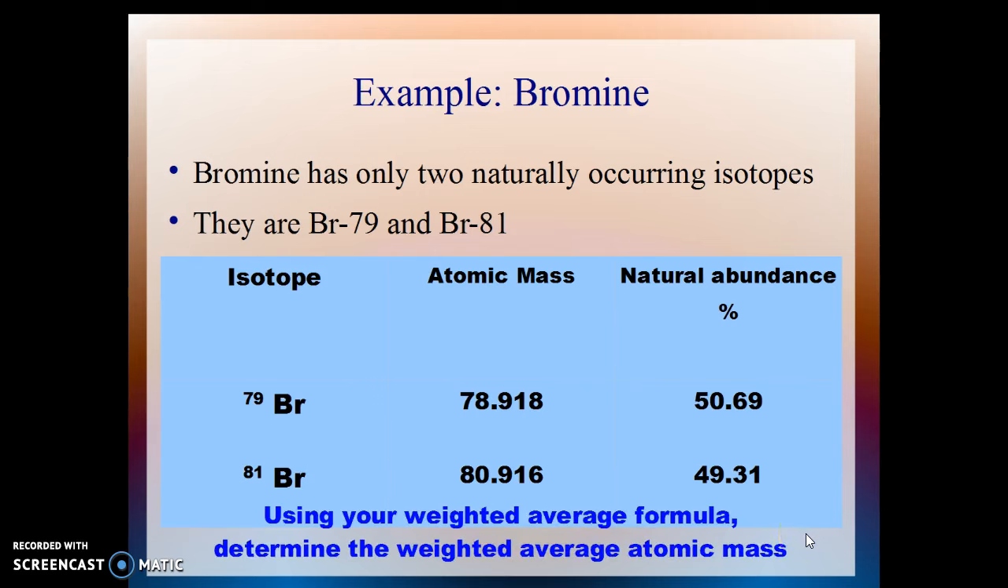Now, looking back at Chemistry 1, using your weighted average formula, determine the weighted average atomic mass. Just to remind you, you'll multiply the decimal equivalent of this, 0.5069, by the atomic mass, and that's the contribution of the bromine 79, and you'll add to it the product of the decimal equivalent 0.4931 of the 81 isotope, multiplying by this atomic mass, and you should get a mass very, very close to what you see on the periodic table.